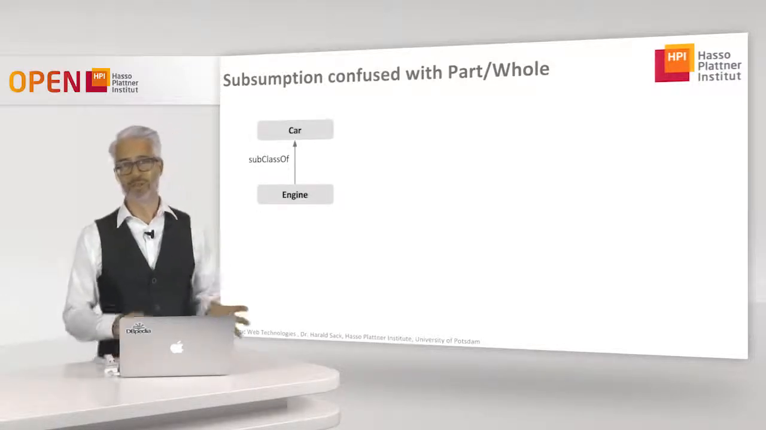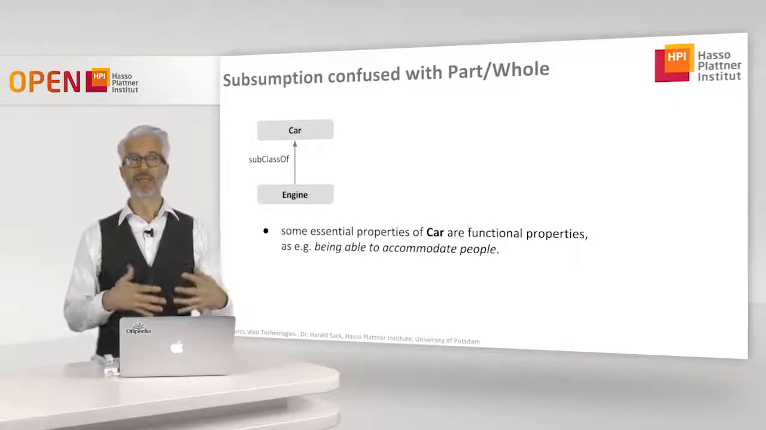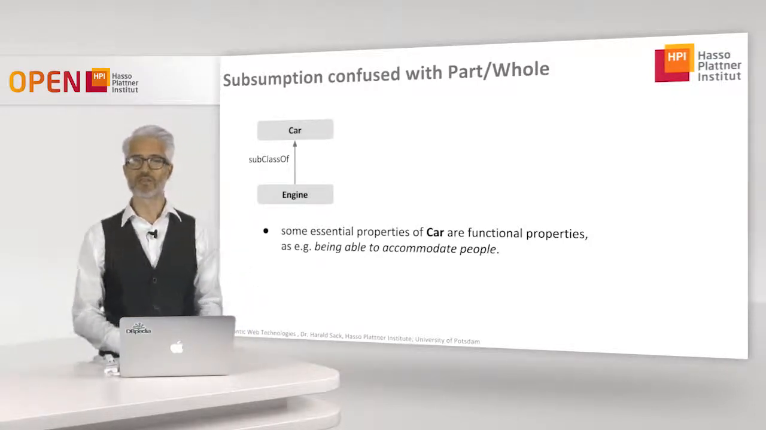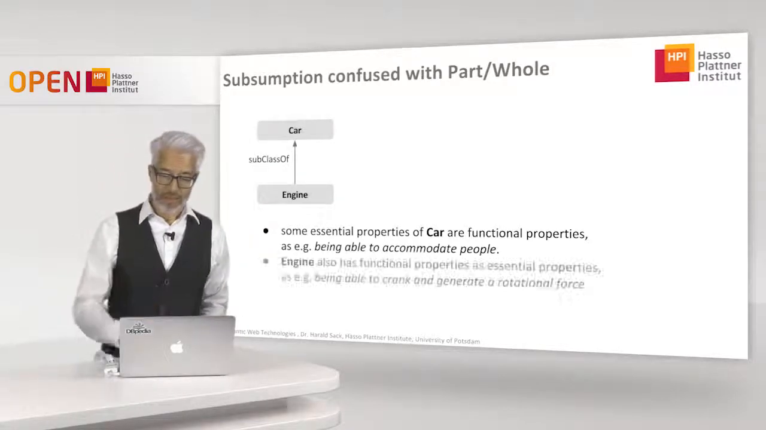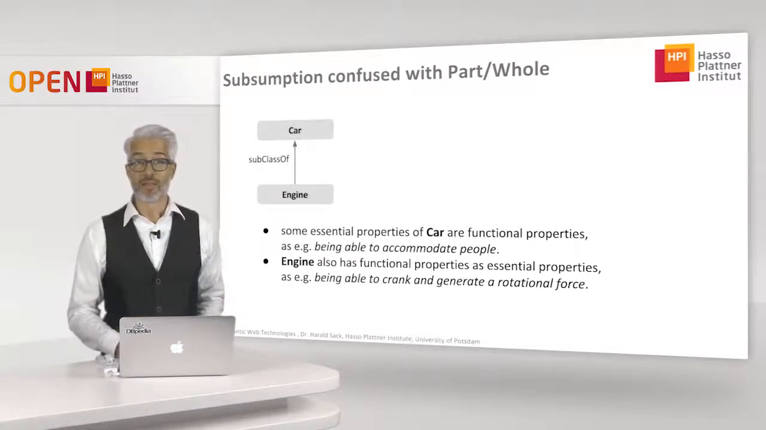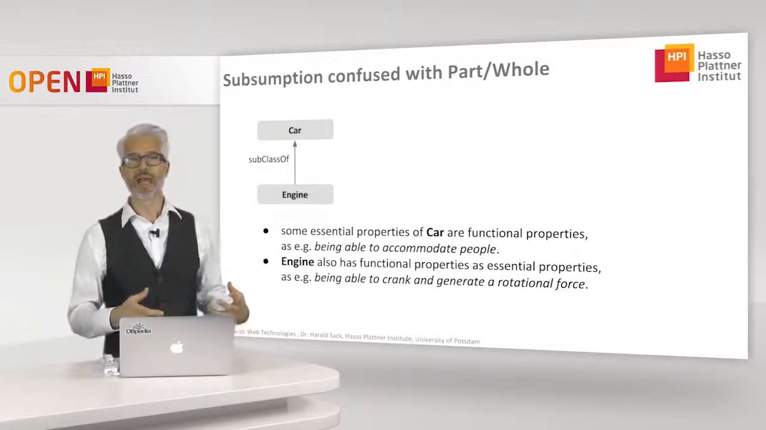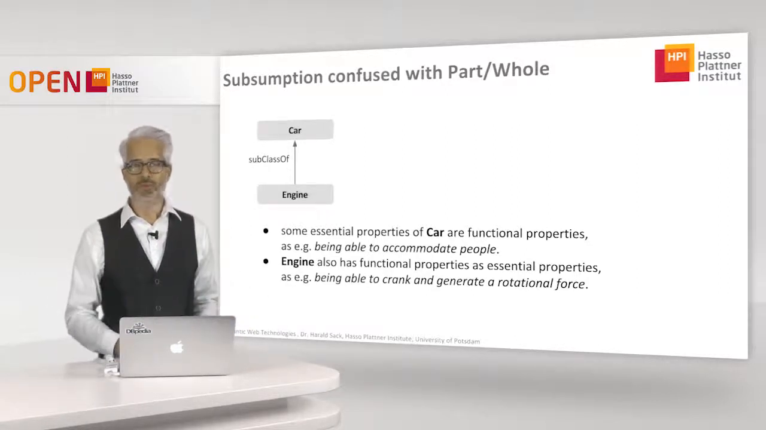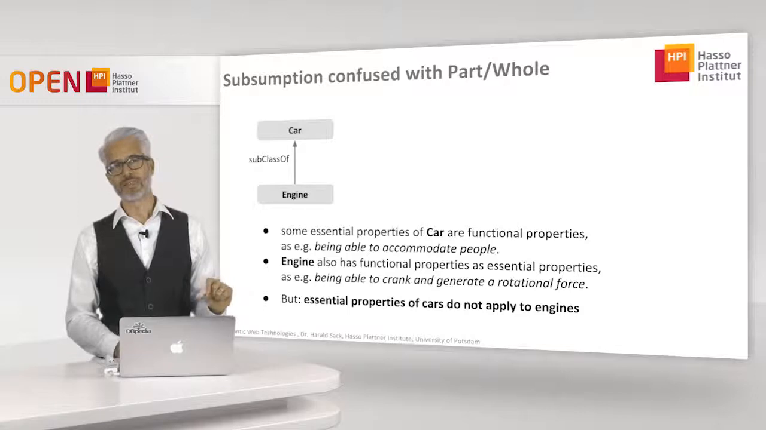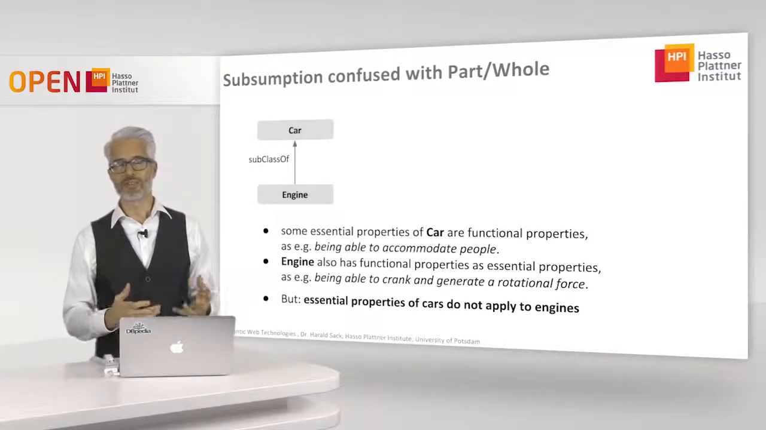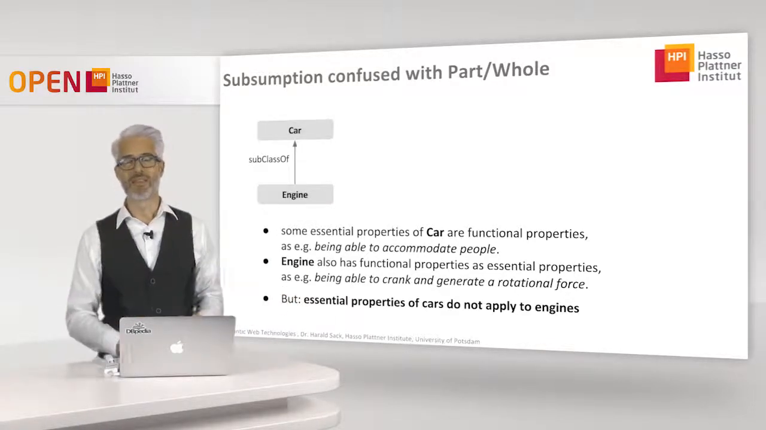This might not be correct because here it is confused with a part-whole relationship. How can we find that out? Some essential properties of a car are so-called functional properties, like, for example, a car is able to accommodate people. Look at the functional properties of the engine. Here you have an essential property like an engine is able to crank or an engine is able to generate rotational force. The main difficulty here is that for both of the classes, the essential properties are not the same. So it means the essential properties of cars do not apply to engines and vice versa.